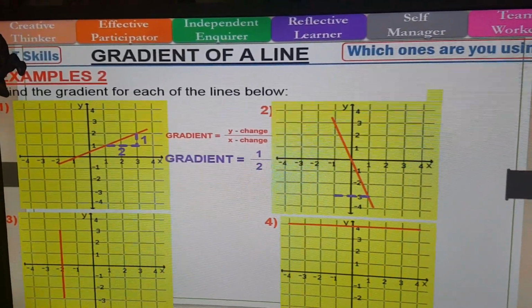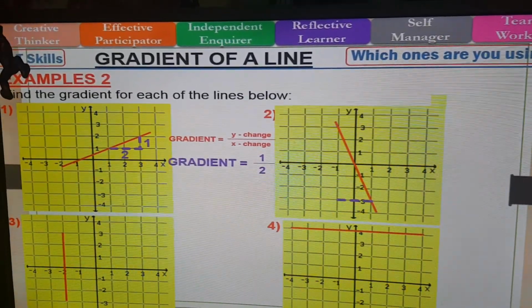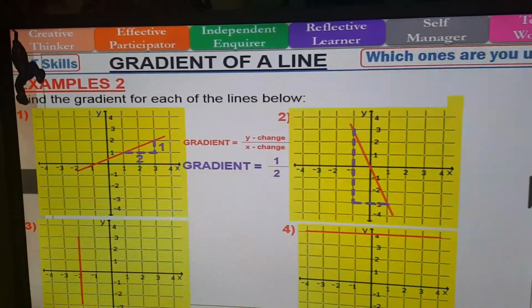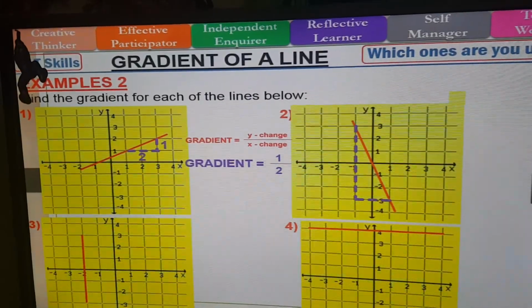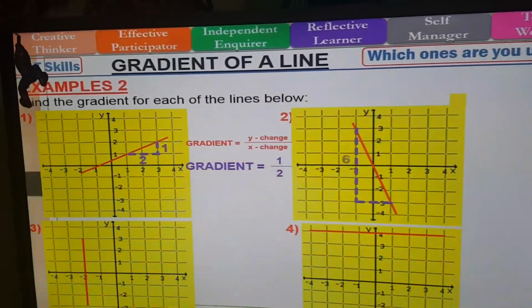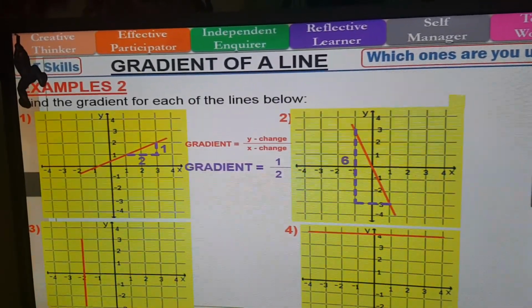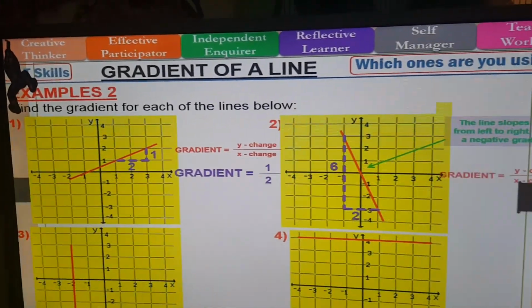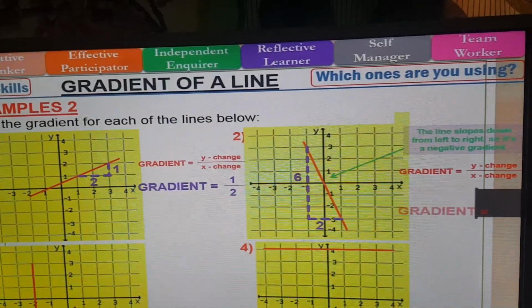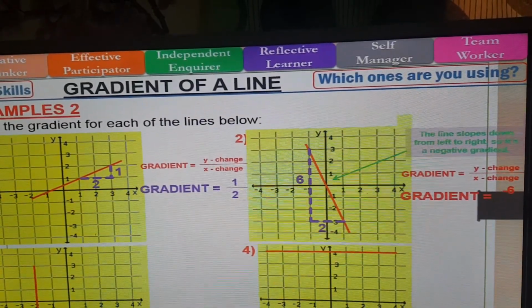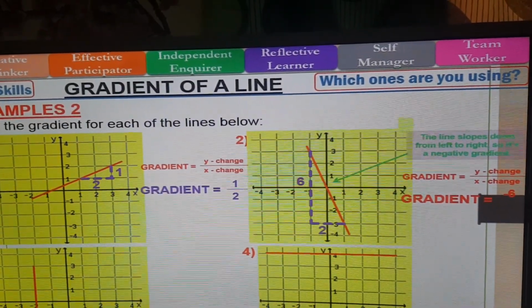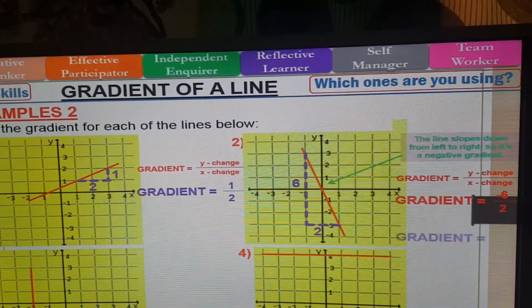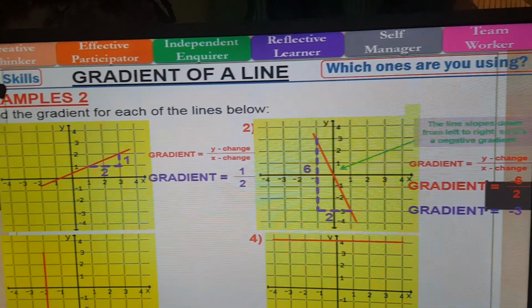Now, question 2, we've got to choose 2 points on the line and draw the triangle underneath the line. Vertically, we've got 6 units. Horizontally, we've got 2 units. So our gradient will be change in y over change in x. That's negative 6 over 2, and that is equal to negative 3.